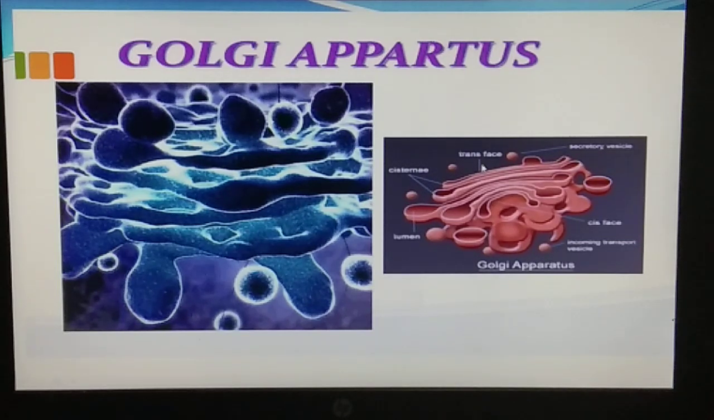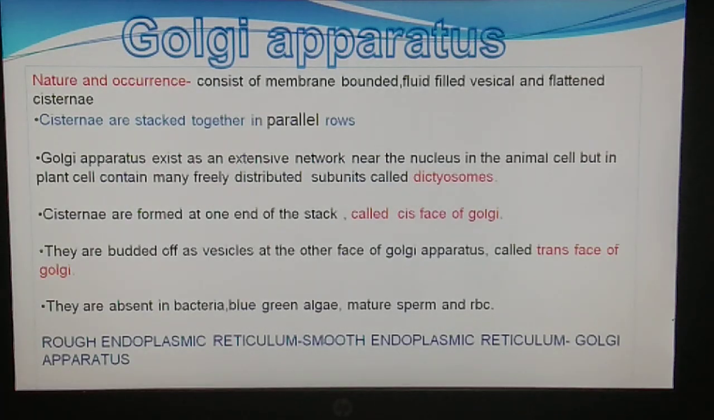Students, the function of these vesicles, or the secretory vesicles, is to secrete some enzymes, proteins, and whatever is needed by the organism. Now moving on to its nature and occurrence. It consists of membrane bounded fluid filled vesicles and flattened cisternae. We have already discussed these things, and these cisternae are stacked together in parallel rows.